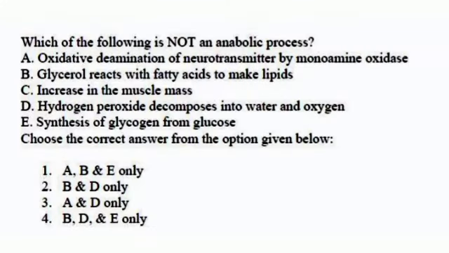The next is, which of the following is not an anabolic process? Choose the correct answer from the options given below. And the right one is option 3, A and D only. That is, oxidative deamination of neurotransmitter by monoamine oxidase, and hydrogen peroxide decomposing into water and oxygen, are not anabolic processes. So the right one is option 3.